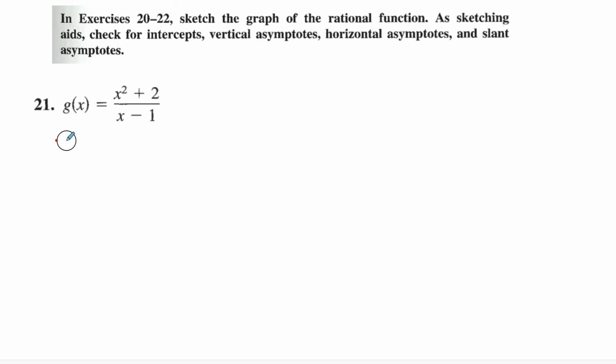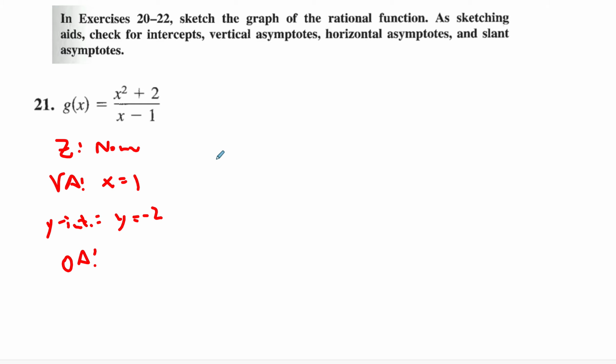Now, zeros. X squared plus 2 never equals 0. You can't take the square root of a negative number. However, there is a vertical asymptote at x equals 1, right? And the y-intercept, if I plug 0 in here, what is it going to be equal to? 2 over negative 1. So it's going to be y equals negative 2. Horizontal asymptote? No. But there is an oblique asymptote.